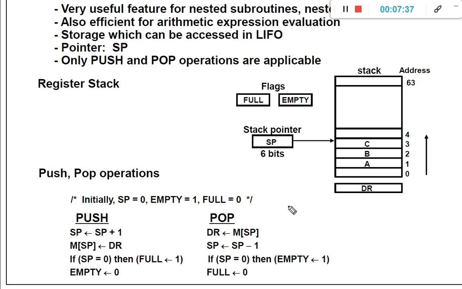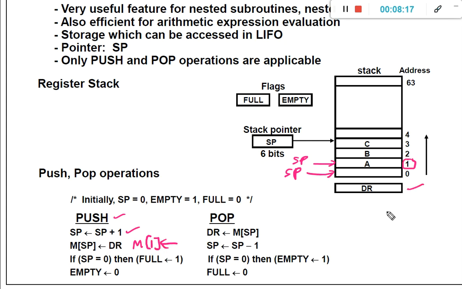Initially the stack pointer is 0. So initially SP will be showing this particular location, location 0. Then for the push operation, first you are going to increment the stack pointer value: SP assignment SP plus 1. Now SP will be moved to this location, which represents location number 1, where you are going to insert the item. M of SP assignment DR, that is, M of 1 assignment DR.